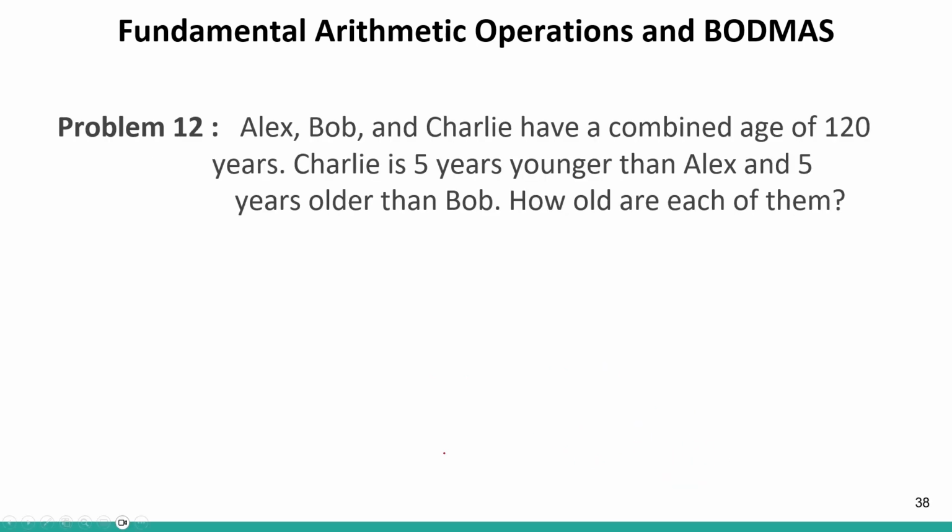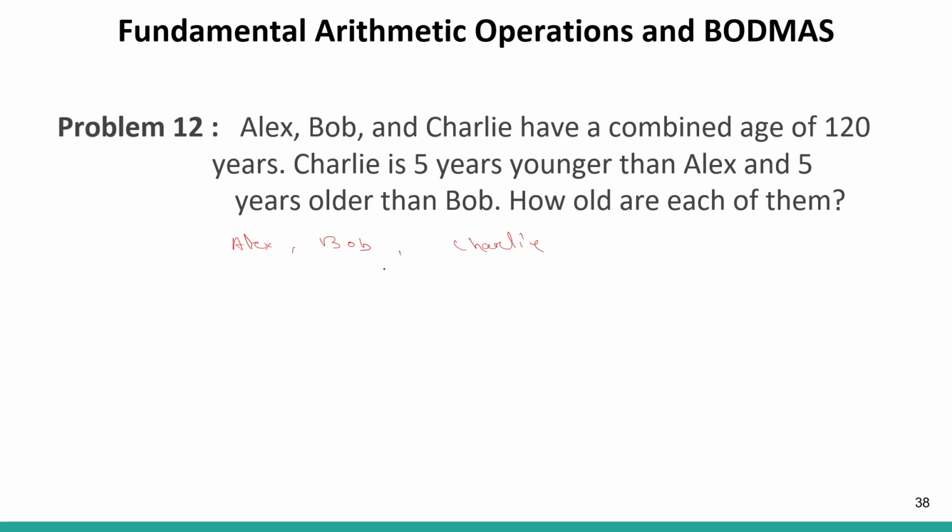So let's see problem number 12. What it asks us is, Alex, Bob and Charlie have a combined age of 120 years. If Charlie is 5 years younger than Alex and 5 years older than Bob, how old are each of them? So you have 3 people here, Alex, Bob and Charlie.